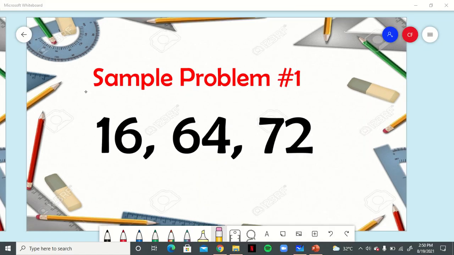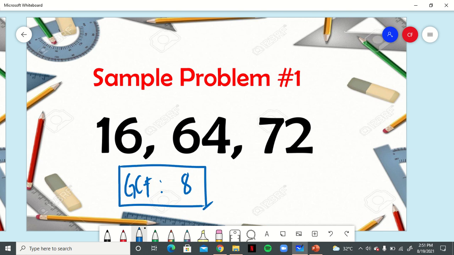For example, find the GCF of 16, 64, and 72. The greatest common factor, or the GCF, in this example is 8. Why 8? Observe: 16 is divisible by 8, 64 is divisible by 8, and at the same time, 72 is divisible by 8.